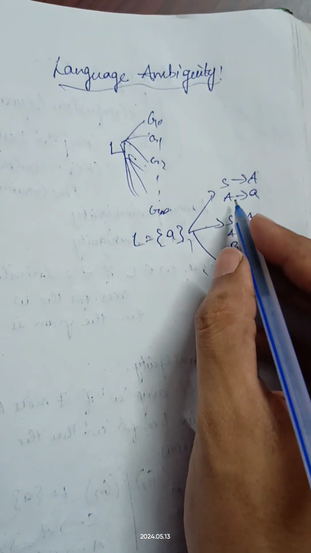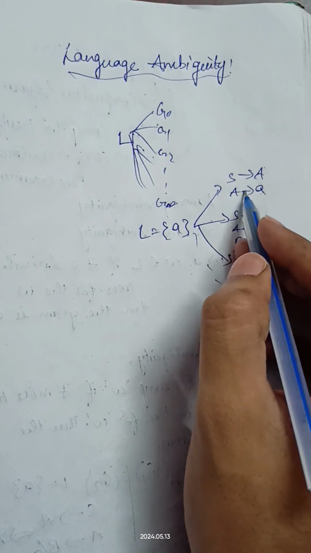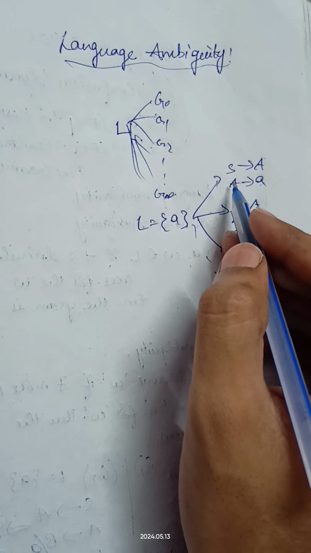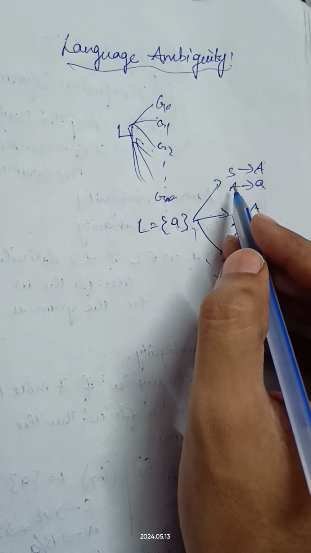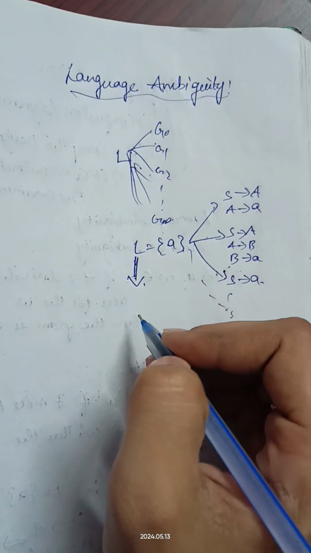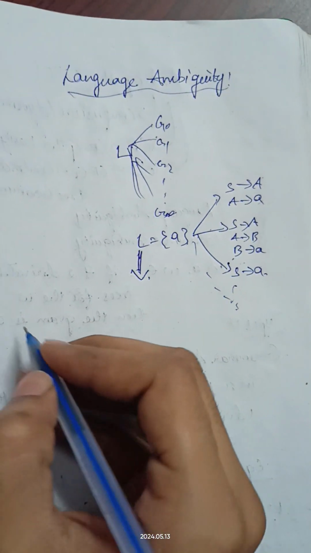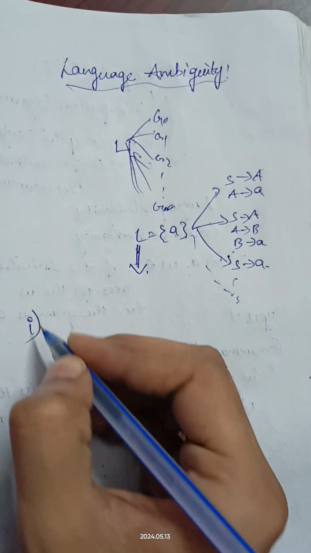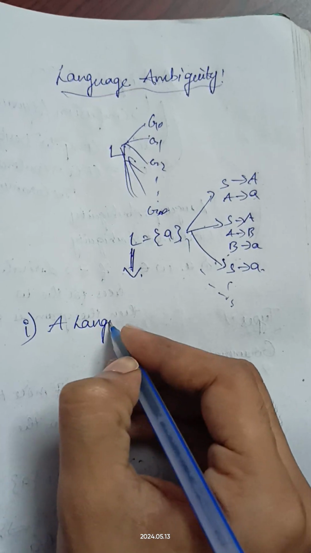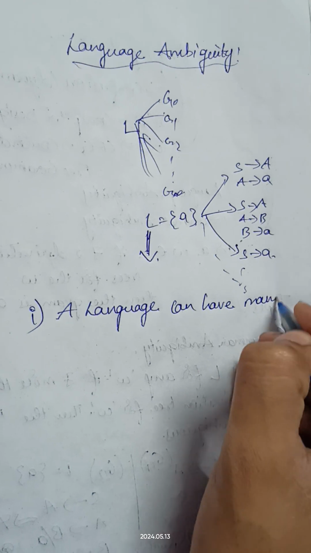So we have discussed when to call a grammar ambiguous or not in the previous video. If you have not watched it, please do watch the previous video, grammar ambiguity. So to say whether a language is ambiguous or not, there are two conditions which we need to know. One is, a language can have many grammars.